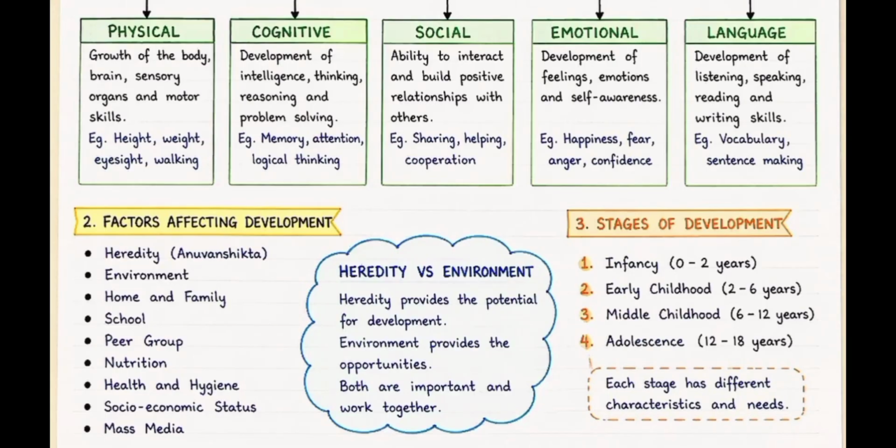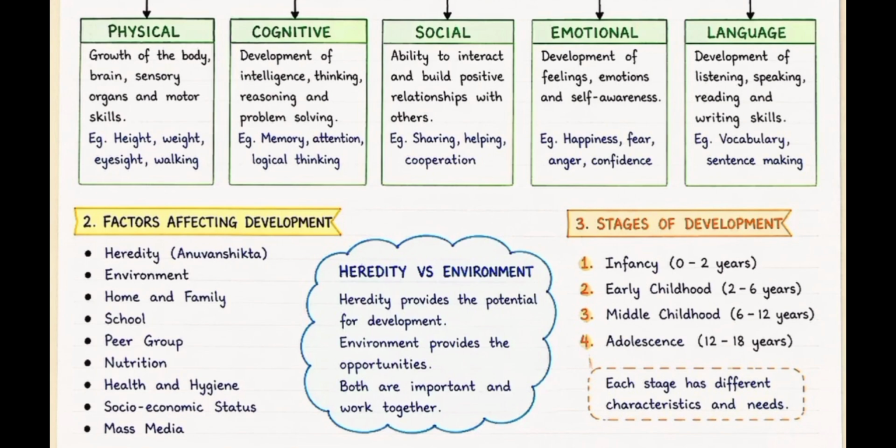Now we will see the factors affecting development. Factors affecting development include heredity, environment, home and family, schools, peer group, nutrition, health and hygiene, socioeconomic status, mass media, and some are primary factors and some are secondary factors. Just like first, we will interact with the family, and second we will interact with the society and schools and all. Now we will see heredity versus environment. Heredity provides the potential for development, and environment provides the opportunities. Both are important and work together.